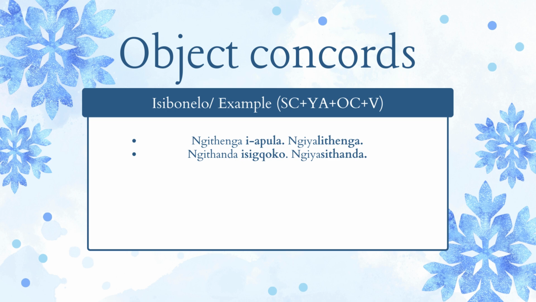Ngithanda isigqoko. Again, ngi is I, which is the subject. Tanda, the verb. Isigqoko is the object, but I do not want to mention the object, which is isigqoko. Then I would say ngiyasithanda. I like it. Let's look at how we use that formula again in detail.